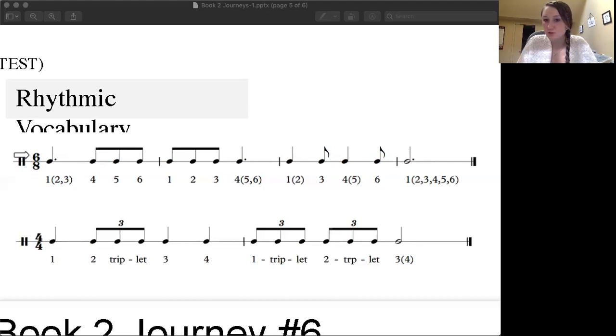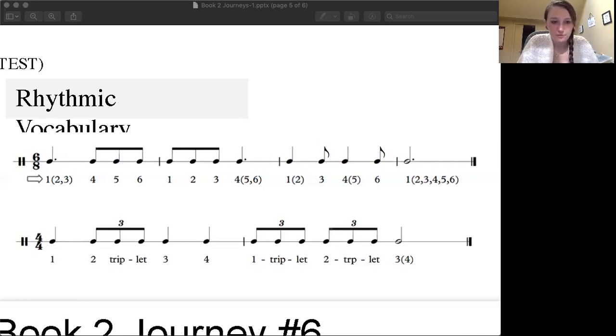So 6 beats per measure, eighth notes get the beat. Just a little quick mental math. If we were going to have all eighth notes in our measure, how many eighth notes would we have? 6. Awesome stuff.